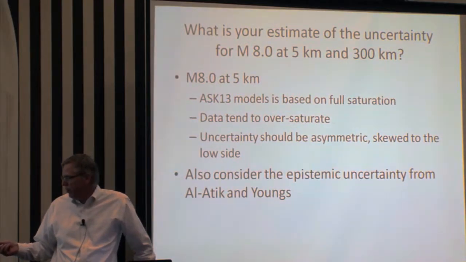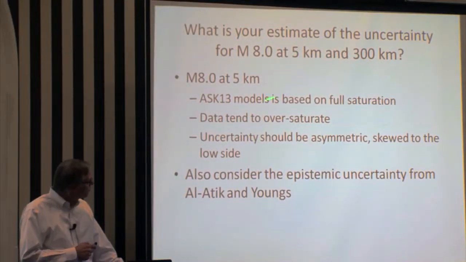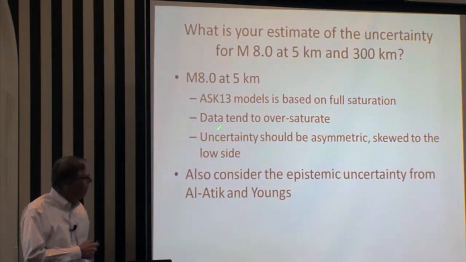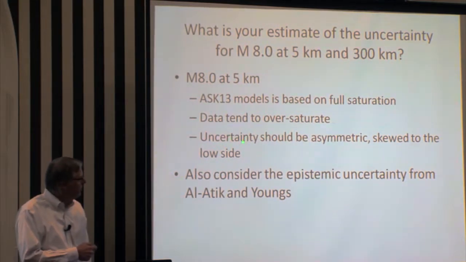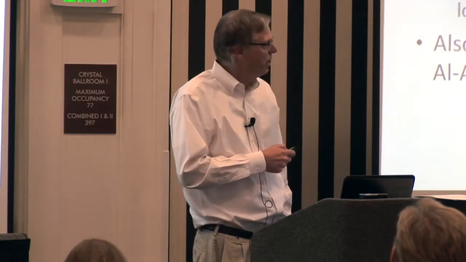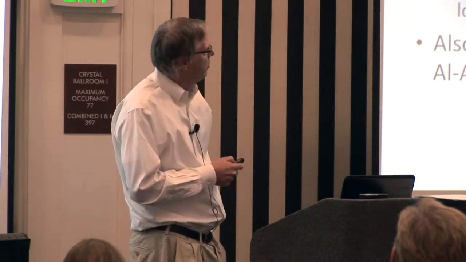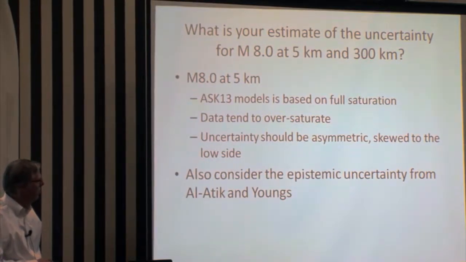Uncertainty of the magnitude 8 at 5 and at 300 kilometers. So the way we dealt with magnitude 8s, let me start with the 5 kilometers. We forced full saturation in the model. That controls part of the magnitude scaling. The data that we have tend to show oversaturation. And so if you're going to build uncertainty into the model, it really should be skewed to the lower side, if you're going to try to capture the observation that the data are lower than our model. So if we add uncertainty, it should be a skewed distribution.